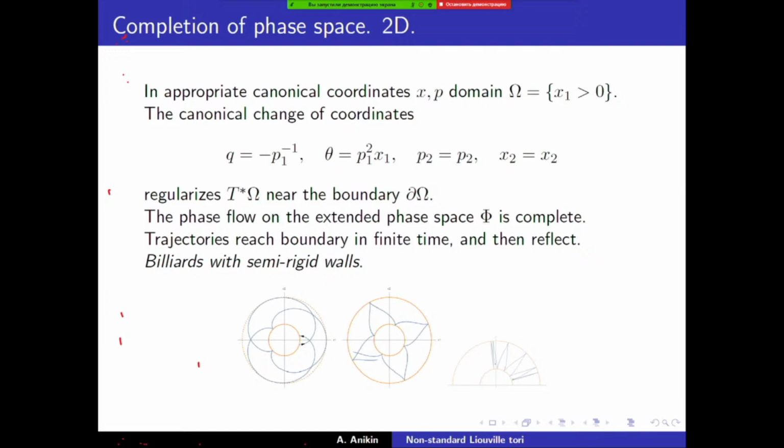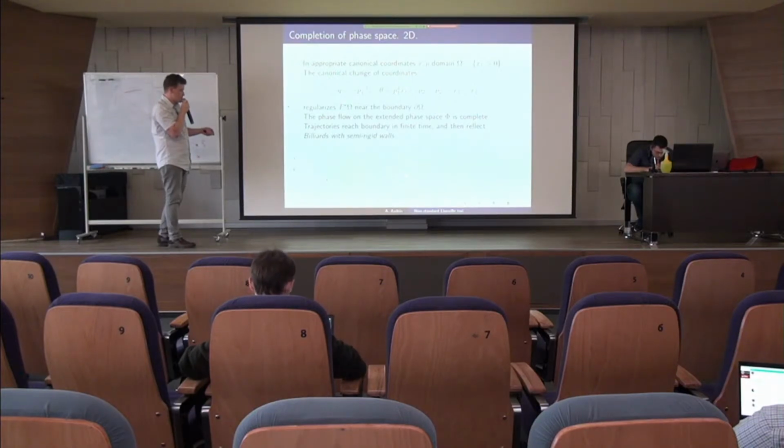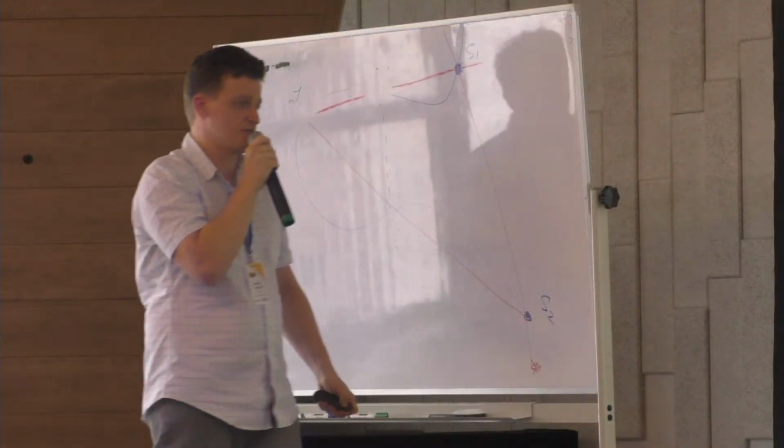And such a change of coordinates allows us to regularize our phase space near the boundary, and also you may extend the dynamics, the Hamiltonian, onto this extended phase space, and so you have trajectories which look like this. For example, in this picture, we start from some point inside the domain. We go along the geodesics. Nothing extraordinary happens until we reach the boundary, and then we reflect and go by another geodesic, and we go like this, and so on.